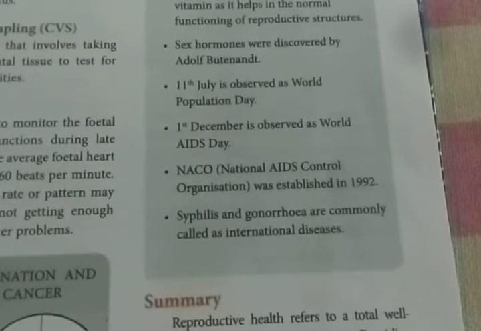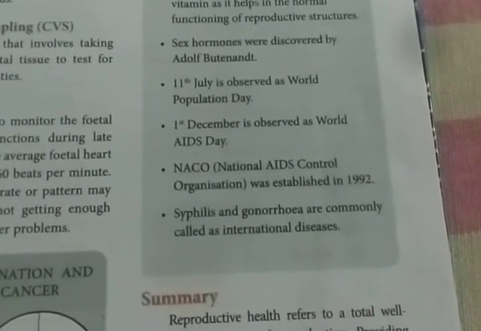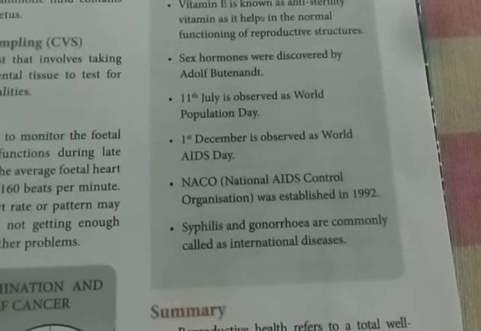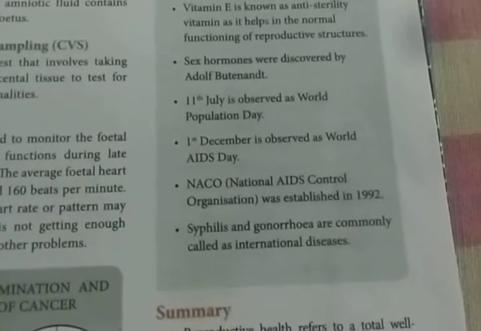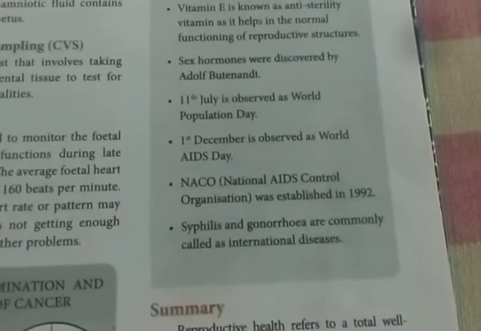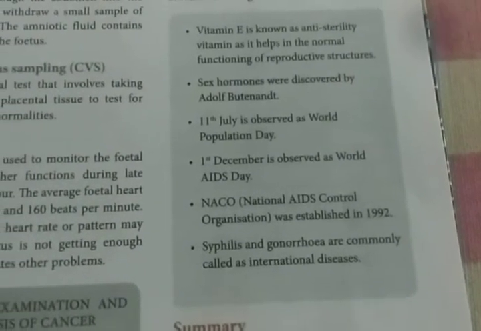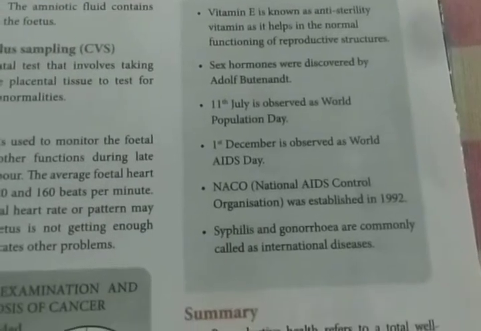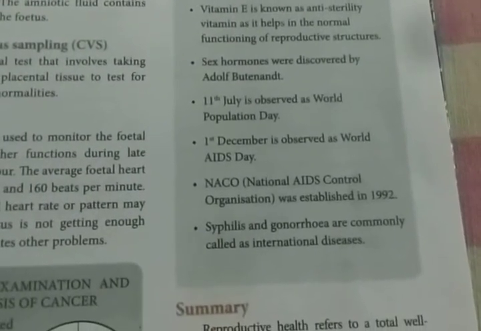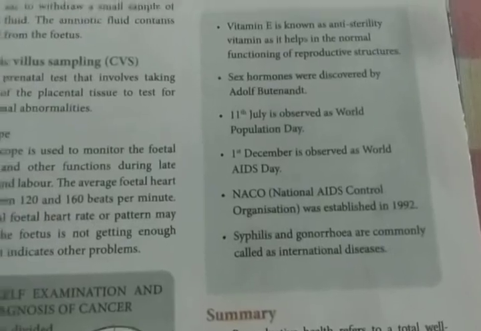Syphilis and gonorrhea are commonly called international diseases. Syphilis and gonorrhea are bacterial sexually transmitted diseases. They are not limited to one area or any one country. This disease is spreading throughout the world, so it is known as the international sexually transmitted disease. Can you all understand?